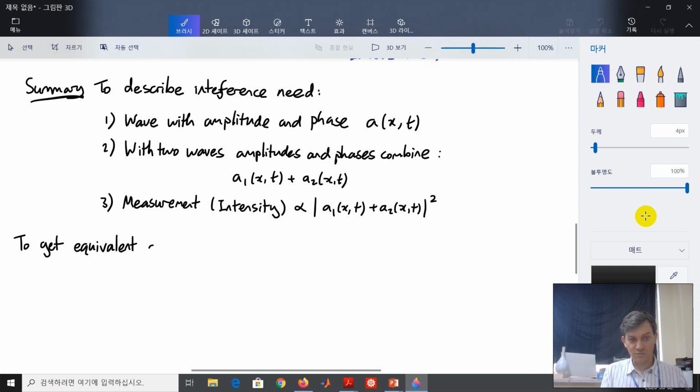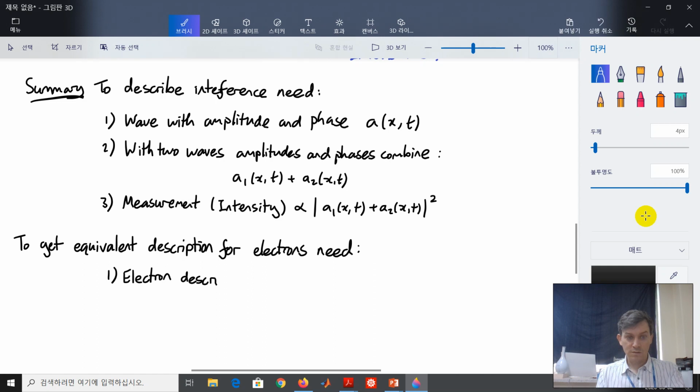So to get an equivalent description for the electrons, we need, okay, so I'm just going to do identical points 1, 2, 3 to the ones above. We need that the electron is described by a wave function, as it's known.